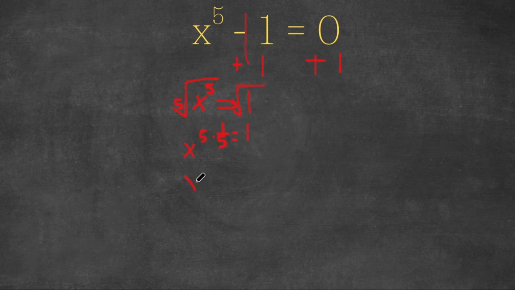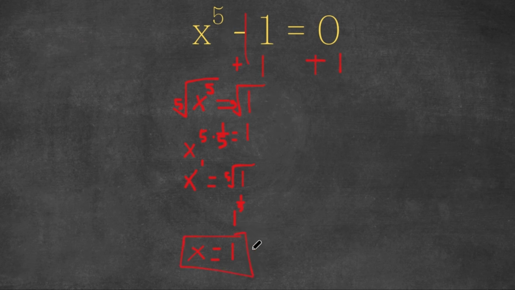So this is x to the power of 1, which obviously equals x, equals 1 to the root of 5. Well, 1 to the root of 5 is the same thing as 1 to the power of 1/5. And 1 to the power of anything is simply 1. So this is 1. And x to the power of 1 is x. So x equals 1. And this is our answer.